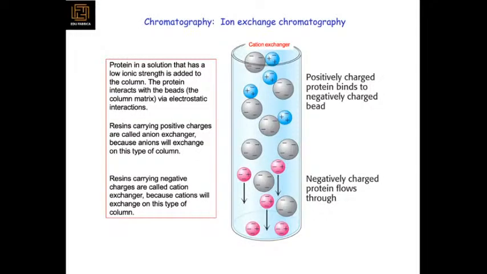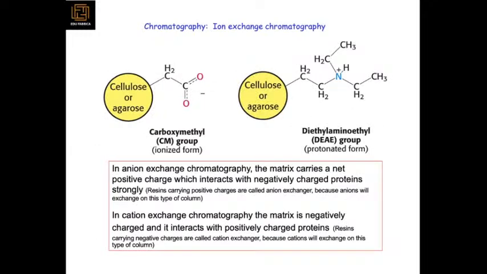Now comes the next chromatography technique, that is ion exchange chromatography. In this, protein in a solution that has low ionic strength is added to the column, and protein interacts with the beads via electrostatic interaction. So like here, the one with the positive charge, they got interacted, and the one with the negative charge, they got eluted out. So here you can do it in this way.